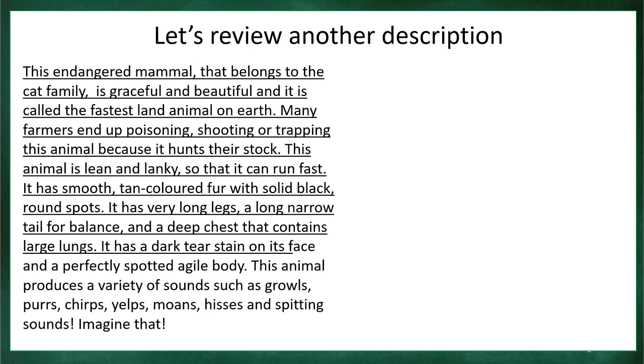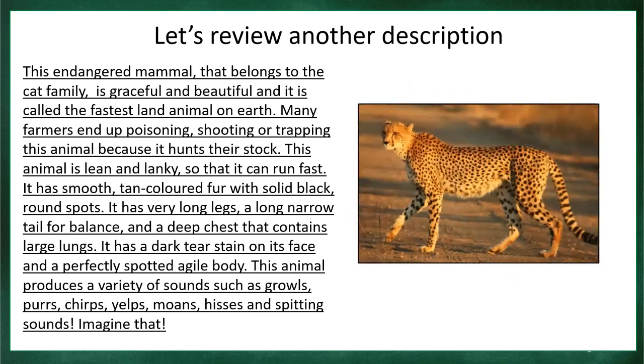It has very long legs, a long narrow tail for balance, and a deep chest that contains large lungs. It has a dark tear stain on its face and a perfectly spotted agile body. This animal produces a variety of sounds such as growls, purrs, chirps, yelps, moans, hisses, and spitting sounds. Imagine that. Do you remember what that is? The cheetah. Right. So that's an example of a description. Maybe a bit longer than you would write, but that is an example.